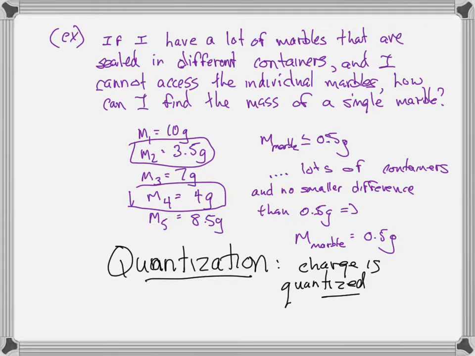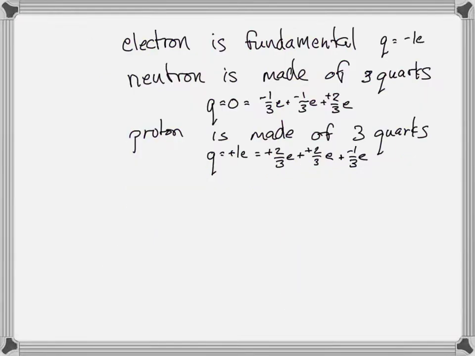They come in threes, and 3 quarks together make up the charge of an electron, even though electrons are not made of quarks. Don't get me wrong. Electrons are not made of quarks. But neutrons and protons are made of quarks. And neutrons are neutral, and protons have a charge of plus 1e. I've summarized it better here.